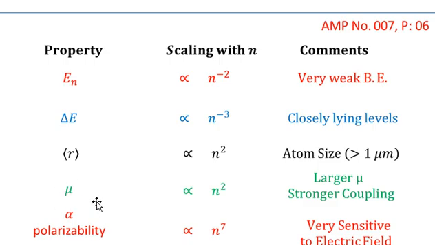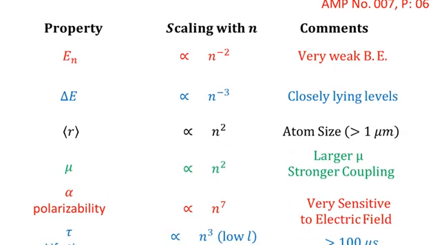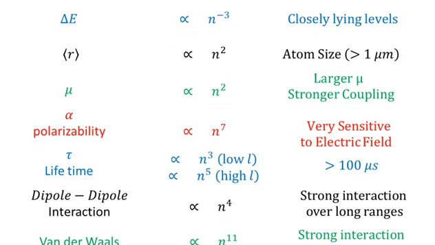So this is mu, which is the dipole moment of the Rydberg atom. It is proportional to n squared. So larger mu means stronger coupling. Since mu is proportional to n squared, if you are working with Rydberg atoms in high quantum states, then of course mu will be a very large quantity. It means that larger mu gives stronger coupling with outside systems. For example, you can interact with them through dipole-dipole interactions or through van der Waals forces.